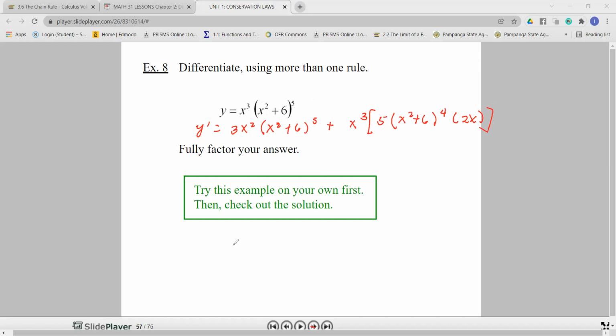So, y prime natin will become 3x squared multiplied to x squared plus 6 raised to the fifth, plus, ito kasi, puro mga factors. So, pwede na nating kunin yung product to simplify it. So, you have 5 times 2 will become 10. Tapos, ilang x, 3 at saka isa dito. So, we have your 10x to the fourth. Don't forget, hindi pwedeng ano yan, x squared plus 6 to the fourth. Okay. So, that's our y prime.